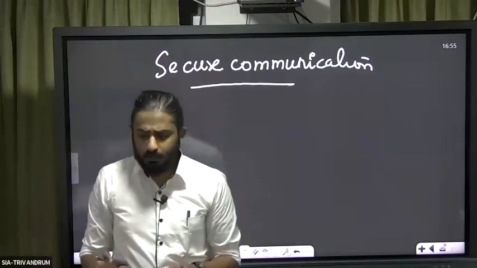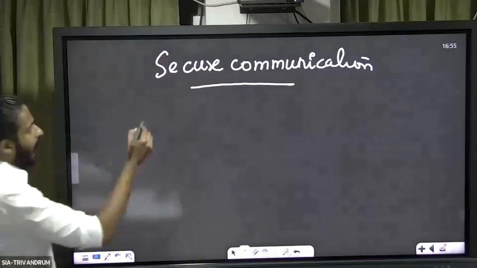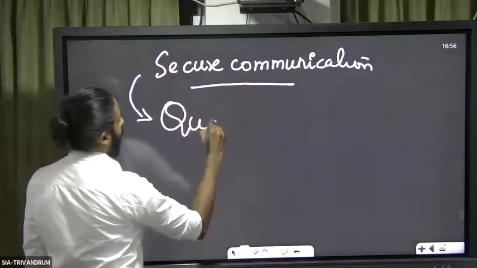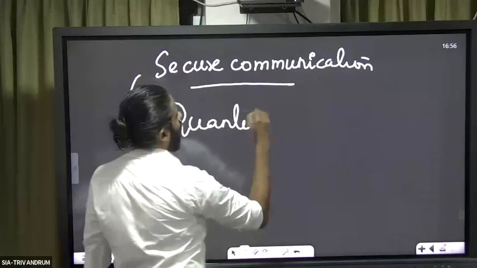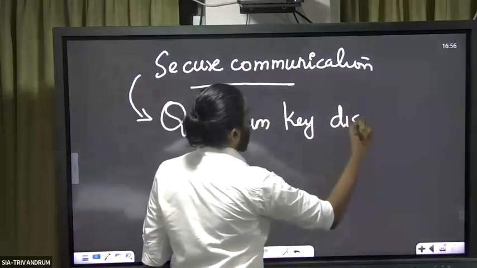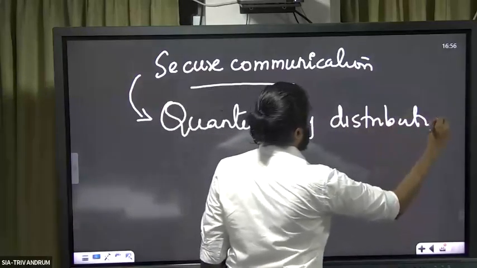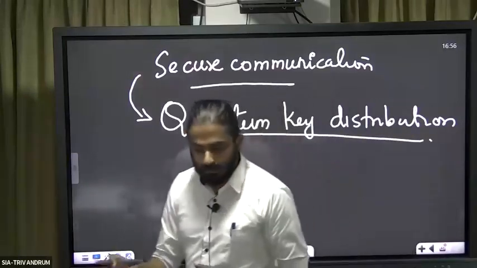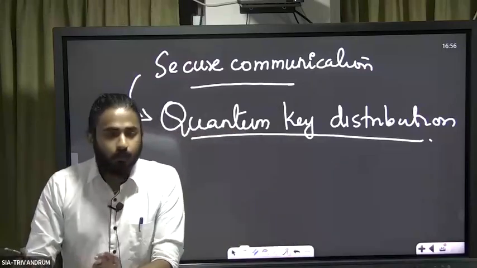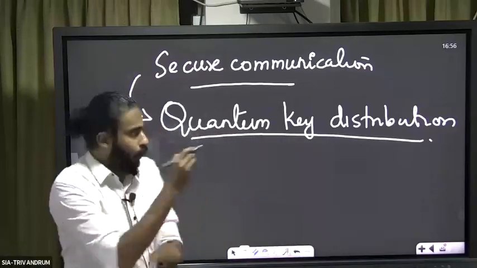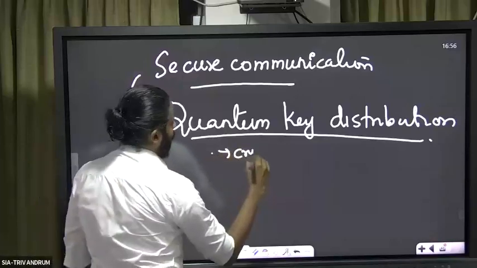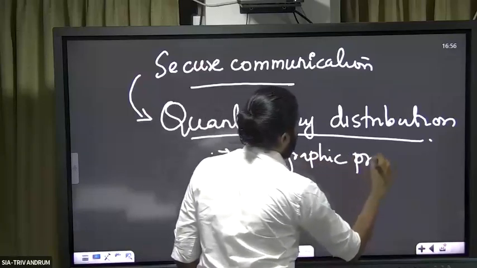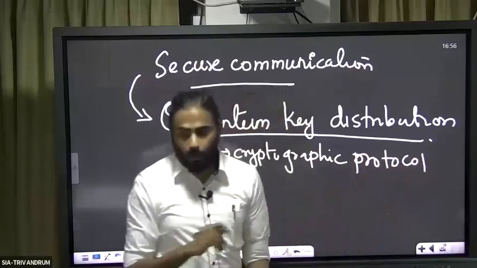This was used by DRDO, and the secure communication is called quantum key distribution. So what happens in this quantum key distribution? Basically, we use a cryptographic protocol. What is this cryptographic protocol?